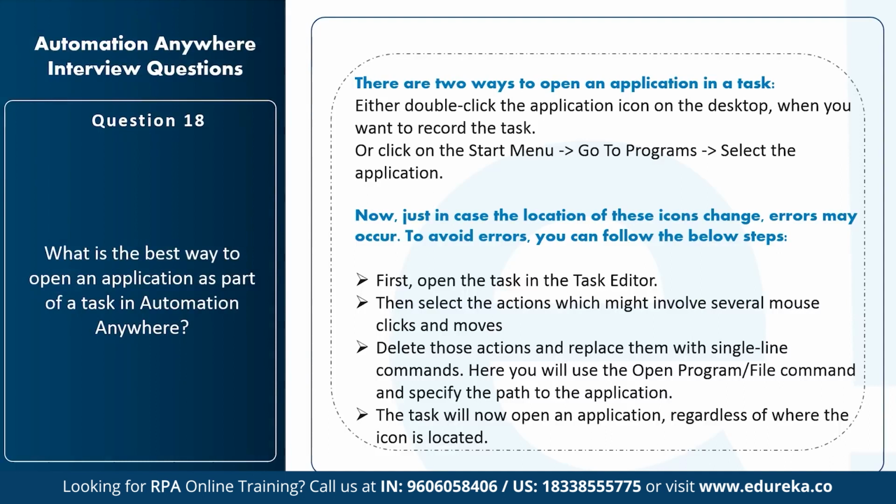So to avoid errors, you can follow the steps that you can see on my screen. That is, firstly, you open the task in the task editor and then select the actions which might involve several mouse clicks and moves. Then delete those actions and replace them with single line commands. So here you'll basically use the open file command and specify the path of the application. And then the task will now open an application regardless of where the icon is located. So that's how you can avoid the error, guys.